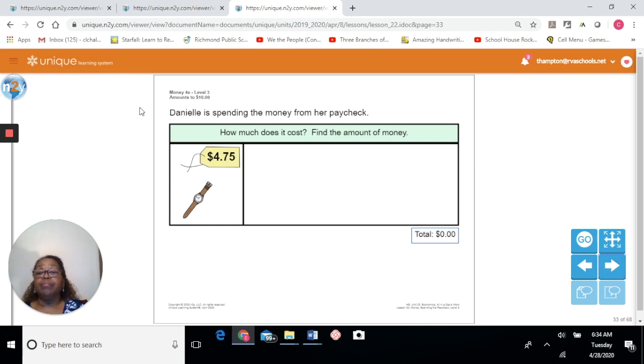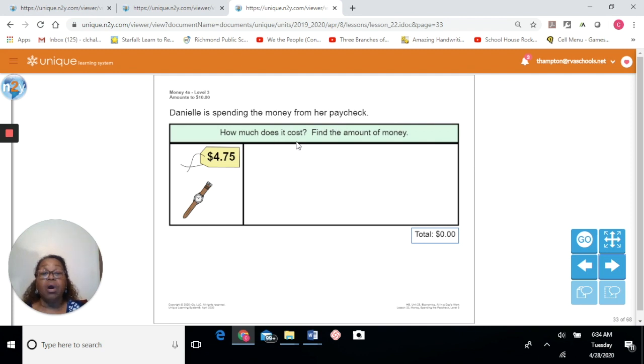We know that this is, let's read the question first. We're doing word problems. Let's read the question first. Very important. Danielle is also spending the money from her paycheck. Everybody's working, everybody's getting paid. They have a paycheck. We can infer that from that information. She is spending the money from her paycheck. That means we can infer that she had a what? Job. Excellent.